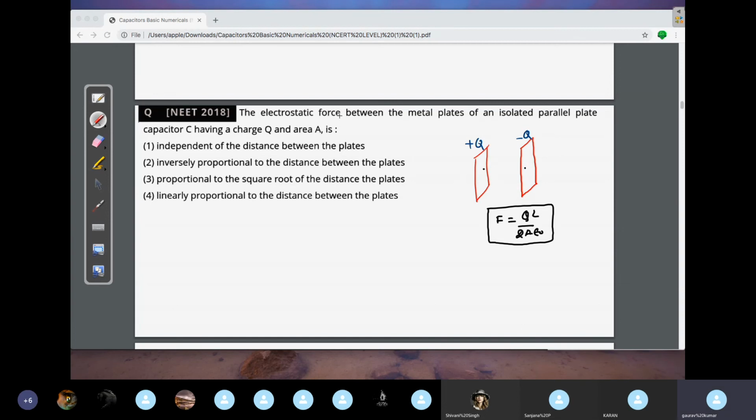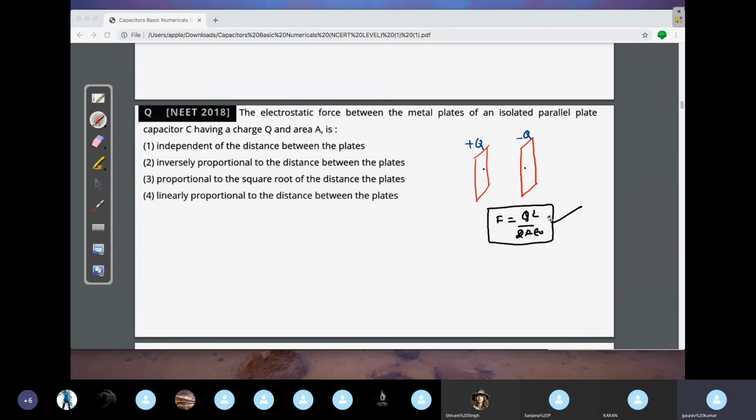The electrostatic force between the metal plates isolated. Okay, so what they are asking here, which of the following is independent of the distance between the plates, and then you have here by the way you can see here that second. Yeah. This is the expression that we have.